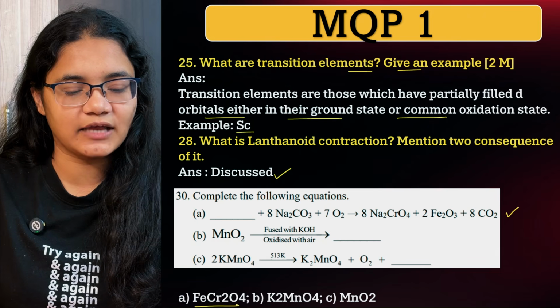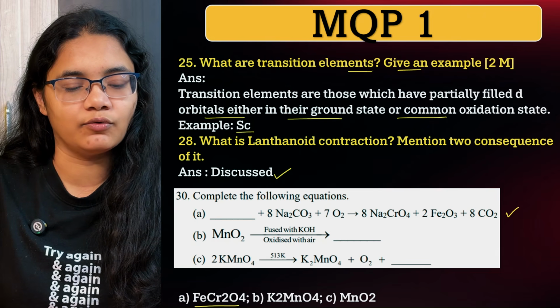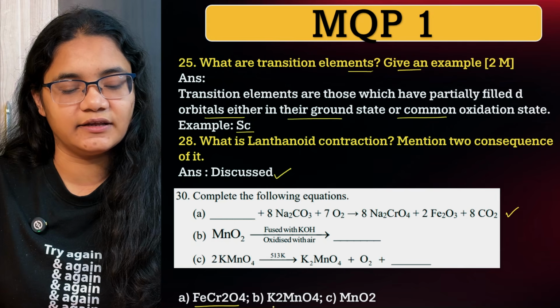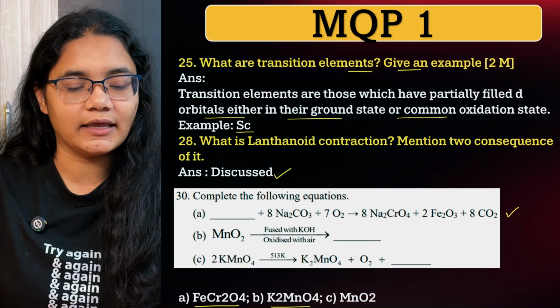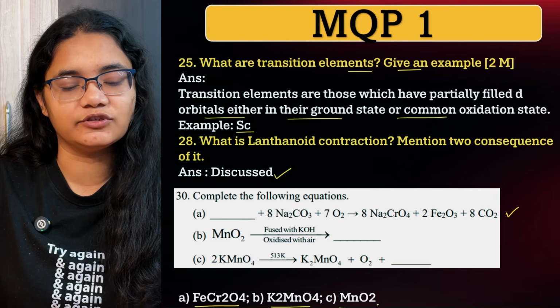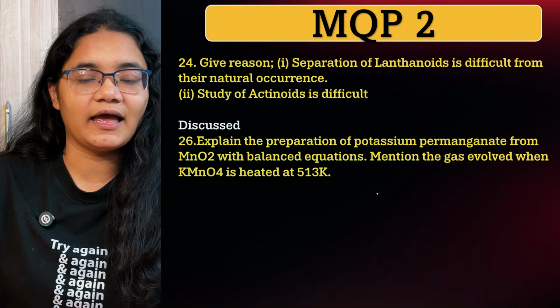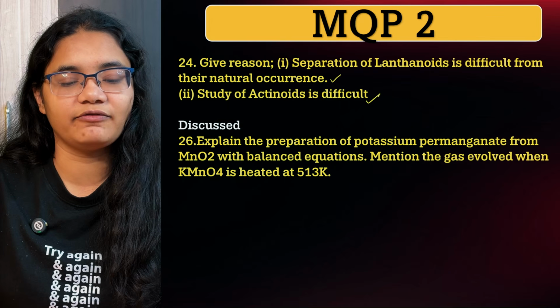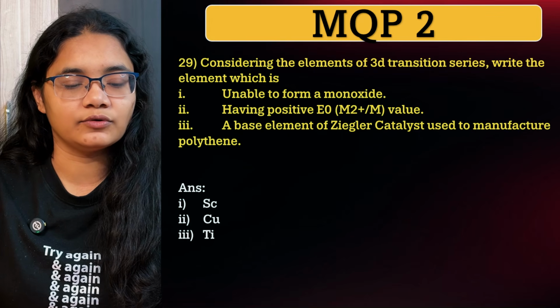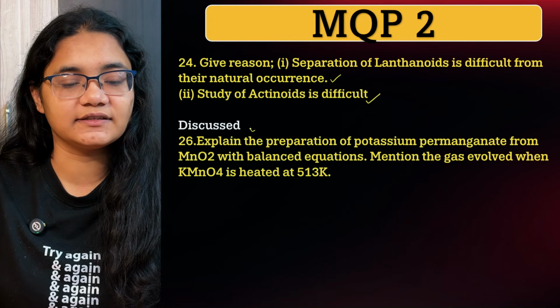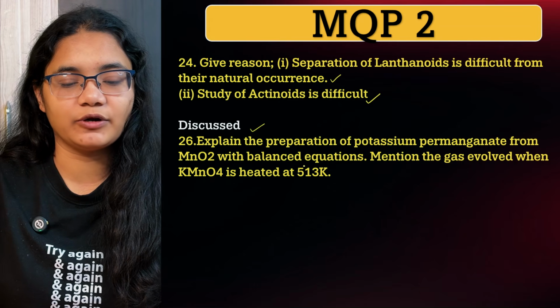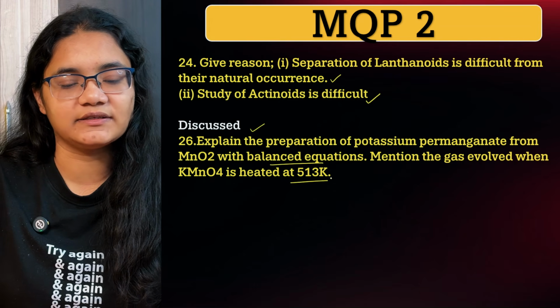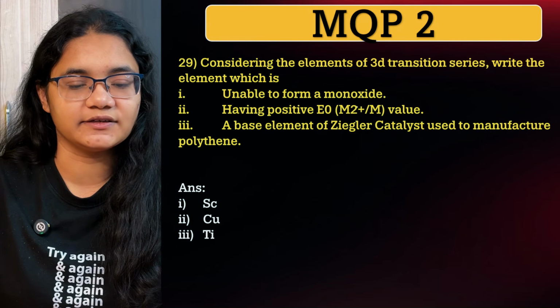So in that we use iron chromite. So A is FeCr2O4. MnO2, when it fuses, gives you K2MnO4, and KMnO4, when it is reacting, gives you MnO2. Next, we have separation of lanthanoids is difficult from their natural occurrence, and study of actinoids is difficult. So already we have discussed this question. Explain the preparation of potassium permanganate with MnO2 and what is the gas evolved. This question also we have discussed.